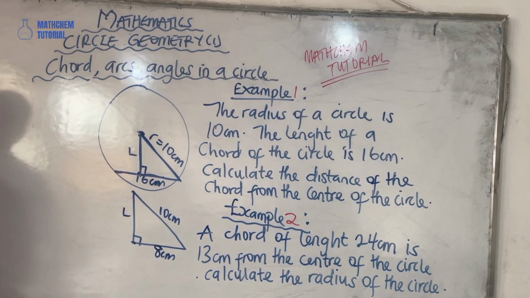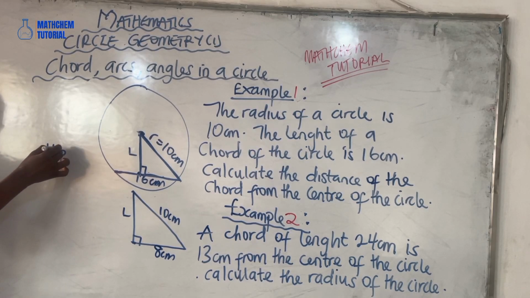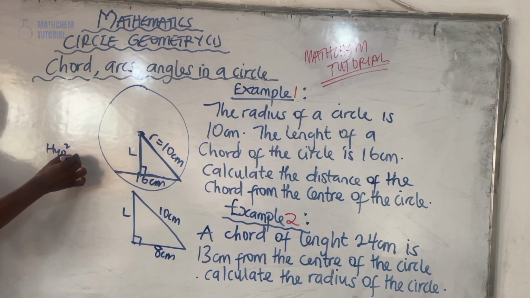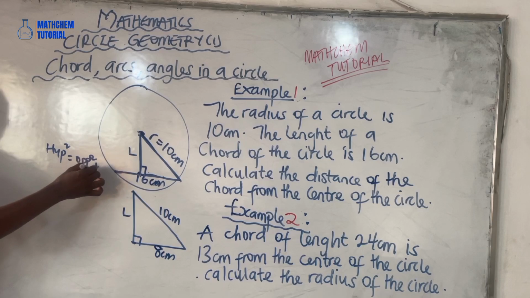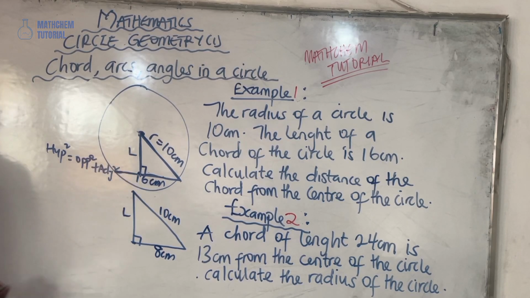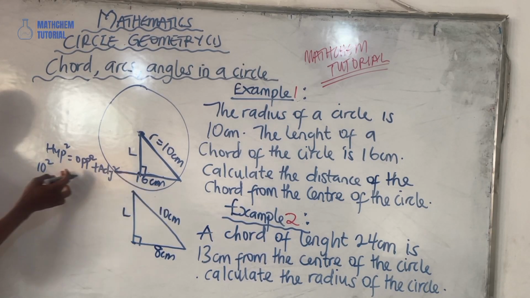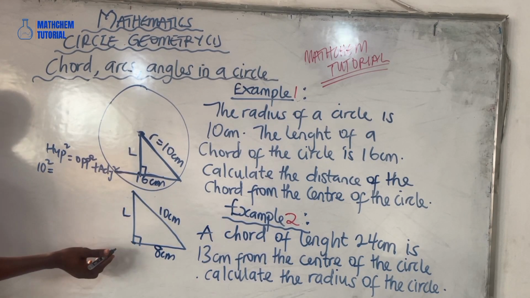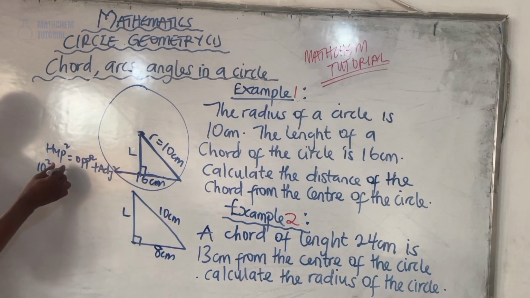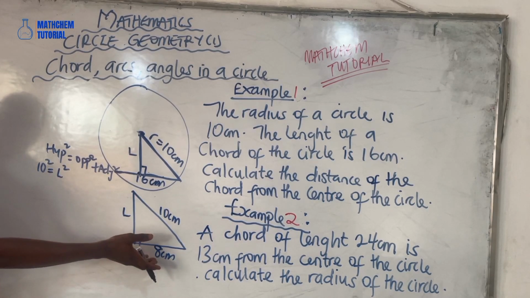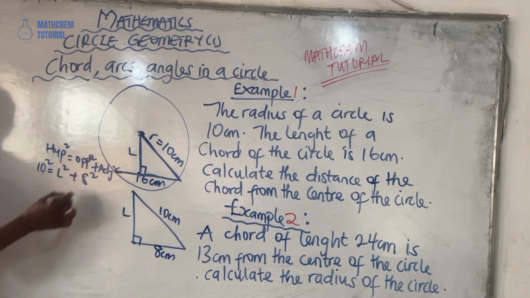Now, how do I calculate this? We all know that the square of hypotenuse equals opposite square plus what? Adjacent square, from the law of Pythagoras. So now our hypotenuse here is 10 centimeter, so I will square it, equals to the opposite. Opposite is going to be this L, so that will be L centimeter. And our adjacent is 8 centimeter plus 8 centimeter.